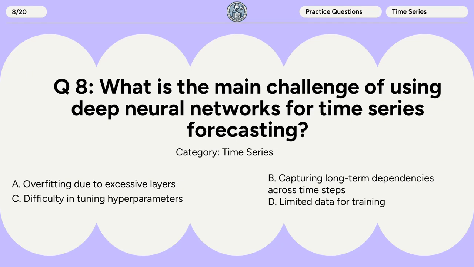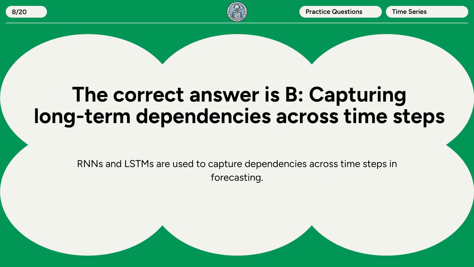Question 8. What is the main challenge of using deep neural networks for time series forecasting? A. Overfitting due to excessive layers. B. Capturing long-term dependencies across time steps. C. Difficulty in tuning hyperparameters. D. Limited data for training. The correct answer is B. Capturing long-term dependencies across time steps. RNNs and LSTMs are used to capture dependencies across time steps in forecasting.